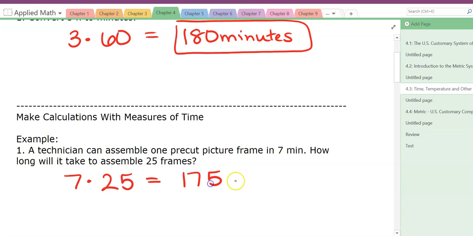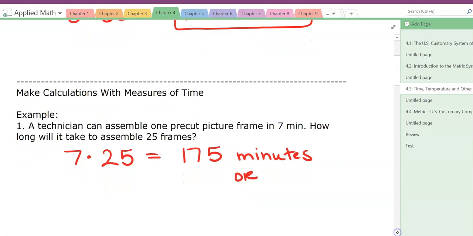We got 175 minutes. Or how many hours would that be? 2 hours and what? 55 minutes. So just under 3 hours it would take him to do that.